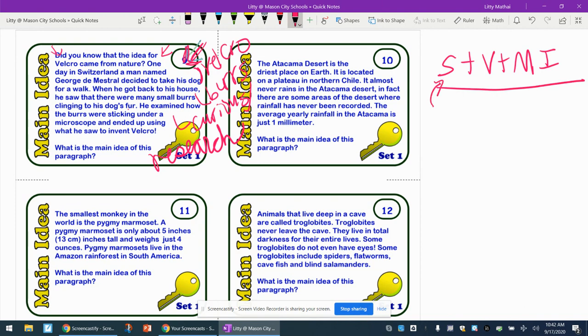So my subject is who or what is this about? Is this about George Mestral or is it about Velcro? Or kind of both, right? So I think it's about how Velcro was discovered.